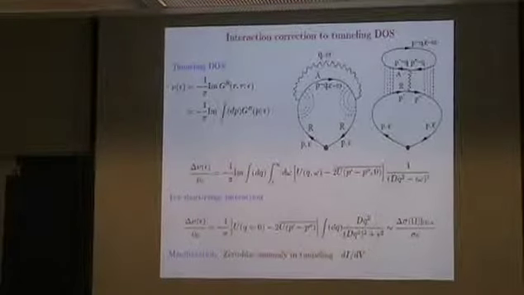Yeah, so that's a correction to the conductivity. There is a related effect, which is the correction to the density of states. Now, when I say density of states, in the interacting case one should specify which density of states. So, without interaction, the density of states is unique.